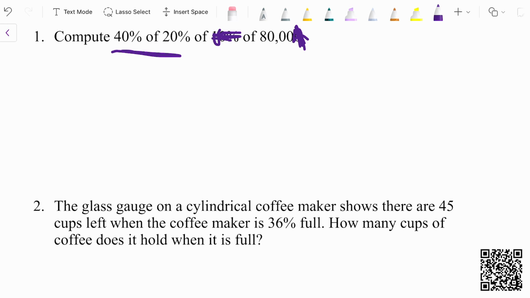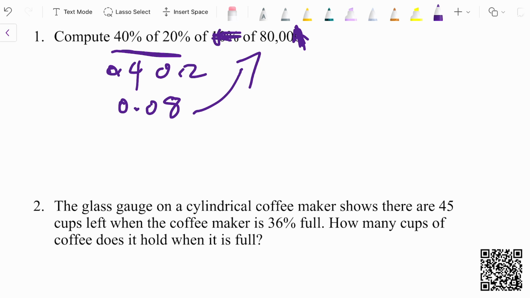Well, you could technically compute it just one by one. Or you could convert them both to decimals, so 0.2 and 0.4. And you could multiply them together first because it's percentages, and then it's basically just multiplying them together. Anyway, the point is, you would get 0.08, and then you would combine that with our remaining 8,000.